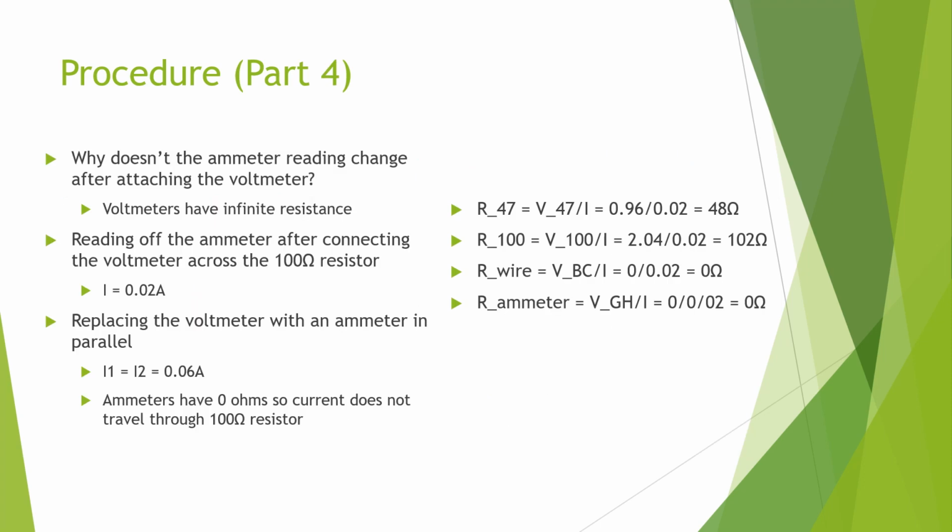So why doesn't the ammeter reading change after attaching the voltmeter? That is because voltmeters have infinite resistance. Reading off the ammeter after connecting the voltmeter across the 100 ohm resistor, the current was 0.02 amps, and replacing the voltmeter with an ammeter in parallel, I1 and I2 were both 0.06 amps. Ammeters have 0 ohms, so current does not travel through the 100 ohm resistor.